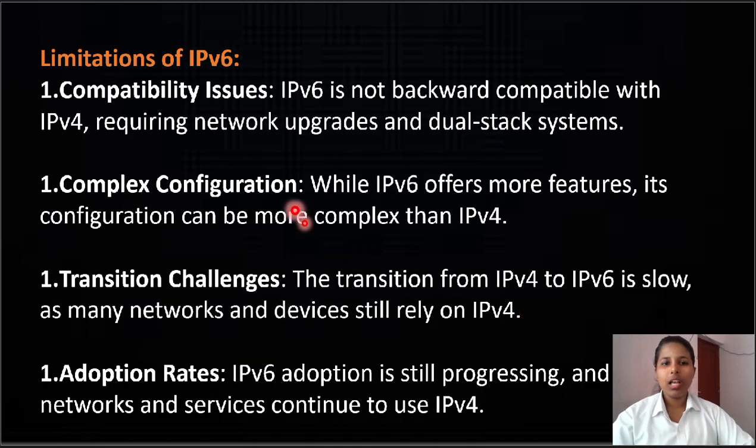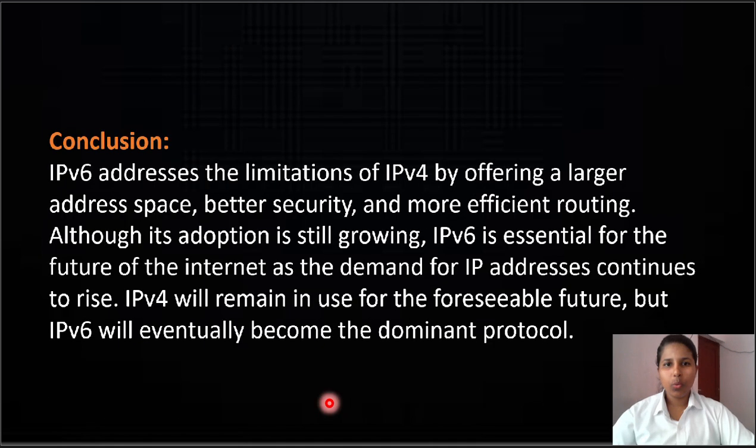And the limitations. Compatibility: IPv6 is not backward compatible with IPv4, so it requires a network upgrade or a dual stack system. Complex configuration: while IPv6 offers more features, its configuration can be more complex than IPv4, as we know that if features increase, the complication also increases. Translation challenge: translation between IPv4 and IPv6 is slow, so many networks and devices still rely on IPv4. Adoption rate: IPv6 adoption is still progressing, and networks and services continue to use IPv4.